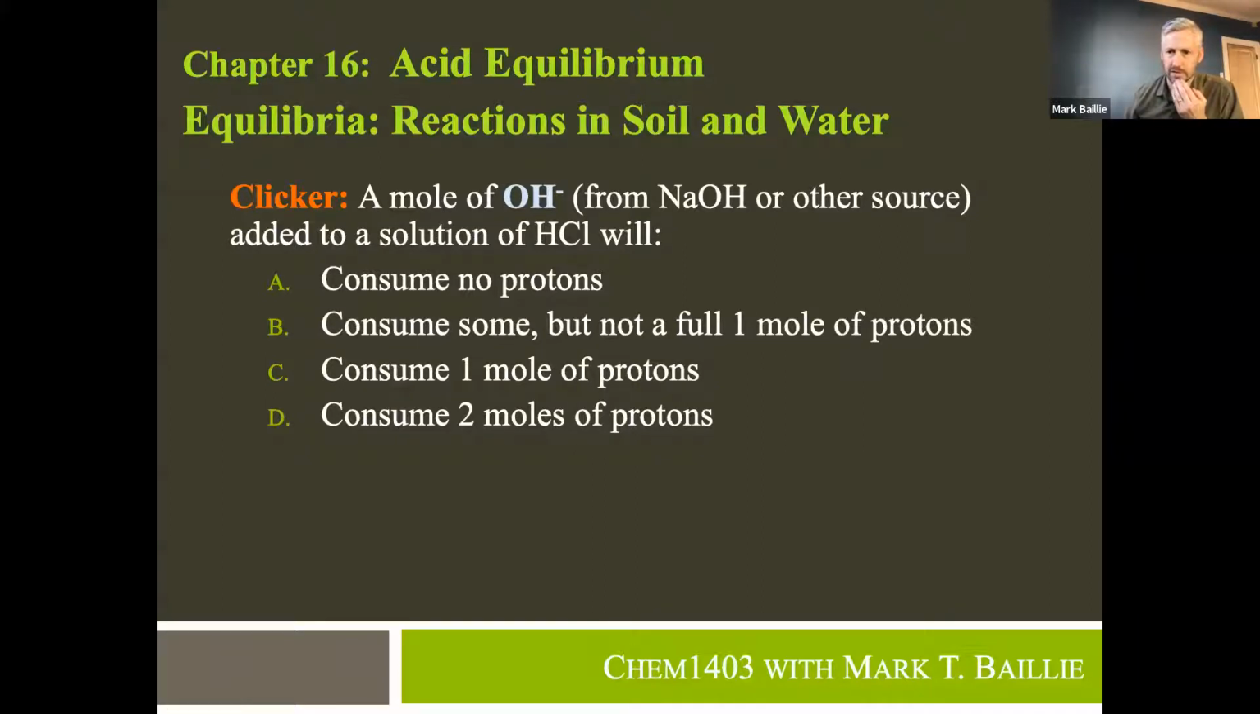We're talking about adding hydroxide from sodium hydroxide, potassium hydroxide, calcium hydroxide, it doesn't matter what the source is. But we're taking that hydroxide and adding it to HCl. So the question is, if 1 mole of hydroxide is going to interact with, consume no protons, some, a full mole, or 2 moles? Go ahead and click in your response. And we're going to split out to groups for the next couple of questions. This one just really sets the stage for what we're doing today.